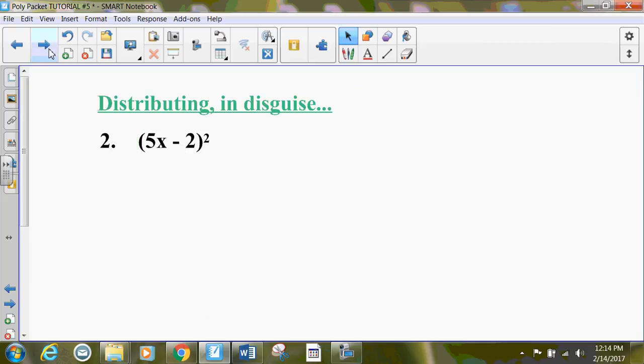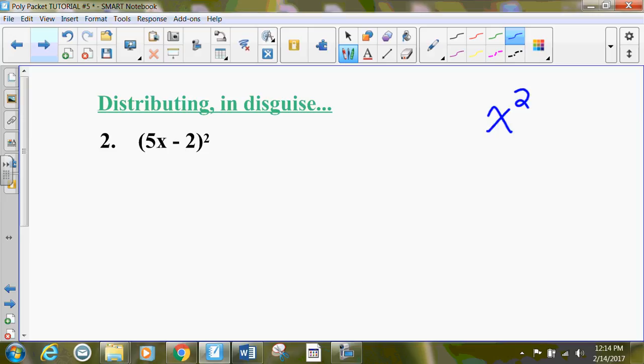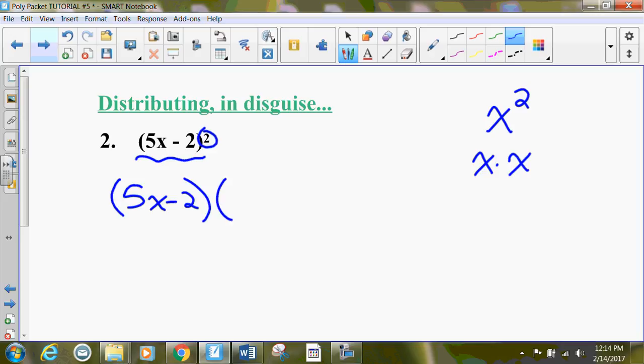Next, we're seeing a problem that I call distributing in disguise. So let's remind ourselves what that square means anyways. If I were to see something like x squared, I know that's the same thing as x times x, right? So when I see 5x minus 2 squared, I'm going to apply the same concept. That square means I'm taking 5x minus 2 and I'm multiplying it by itself. Once we see it this way, we know what to do.